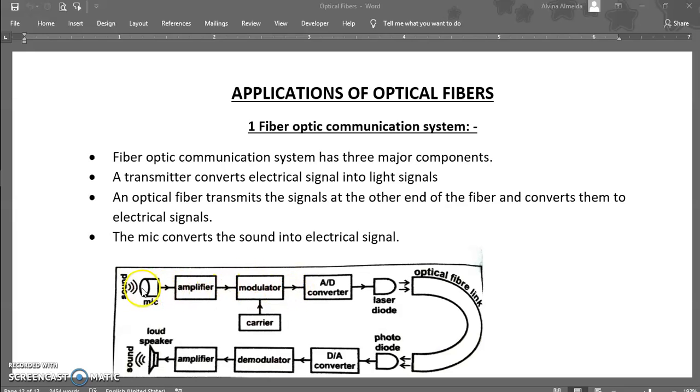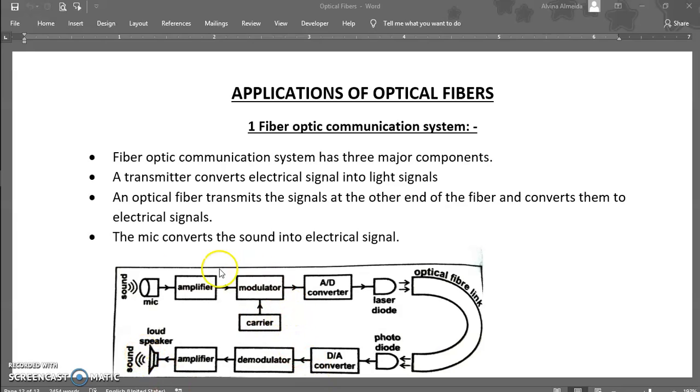The transmitter, you can see it in the diagram, from this part to this part is the transmitter, that is from the mic to the laser diode. The transmitter converts the electrical signal into light signal, which is needed to be transmitted in the optical fiber, whereas the receiver does the opposite. It converts the light signal into electrical signal.